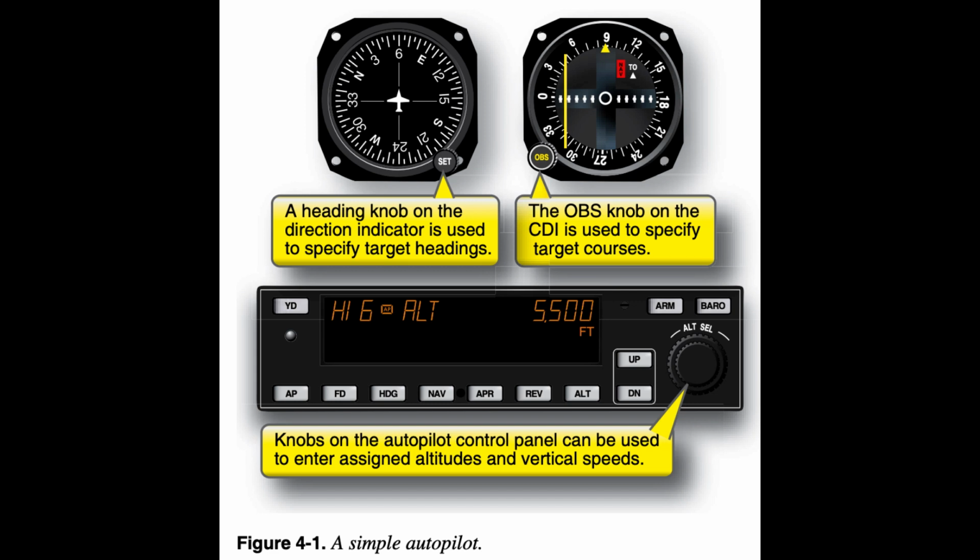A track is a specific goal, such as a heading or course. A goal can also be a level altitude, a selected airspeed, or a selected vertical speed to be achieved with the power at some setting.